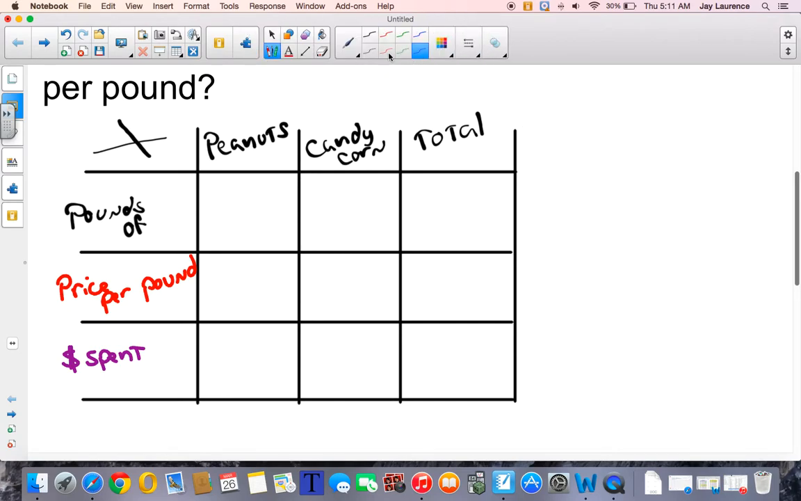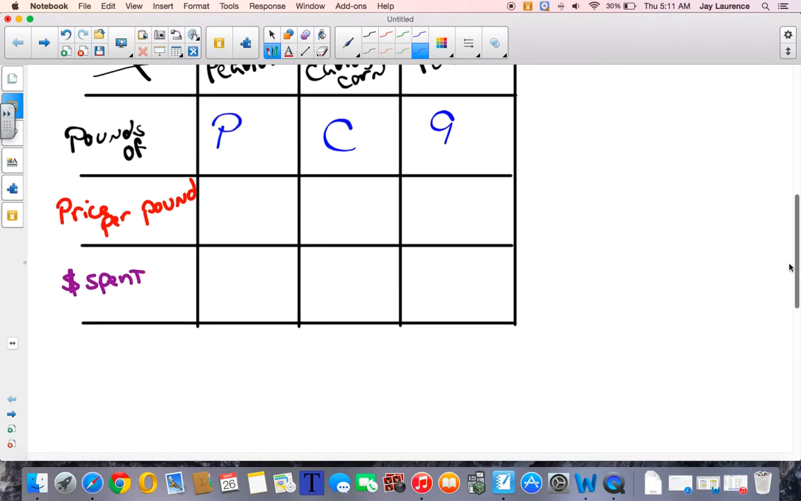So you can see I'm talking about peanuts and candy corn, and then I need my totals. And then I need to know the pounds of peanuts, the price per pound, and the money spent on each thing. So how many pounds of peanuts do we have? Well, we don't know. How many pounds of candy corn? We're not sure. Total, I think, is 9 pounds. And now I have my first equation. It's going to be P plus C equals 9.